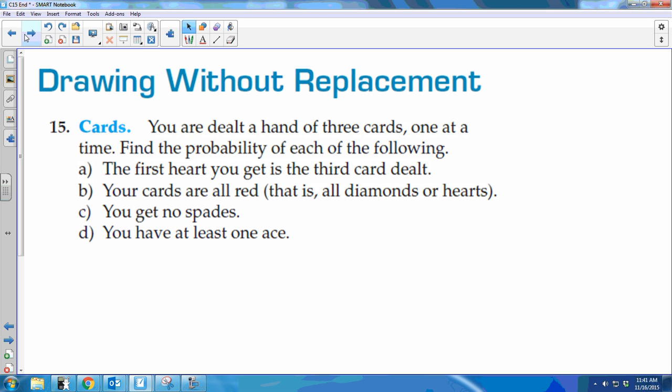Okay? So, here's a cards example. You're dealt a hand of 3 cards, one at a time. Find the probability of each of the following. In this case, you have 3 cards, so you're going to be multiplying. The first one says the first heart you get is the 3rd card dealt. That means you didn't get a heart, and you didn't get another heart, and then you got a heart. So, how many cards are not hearts?